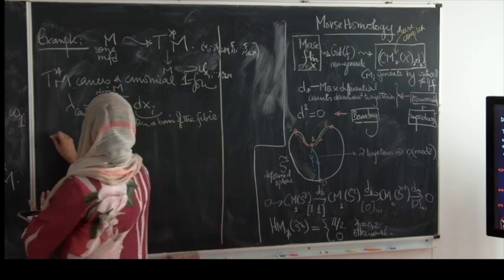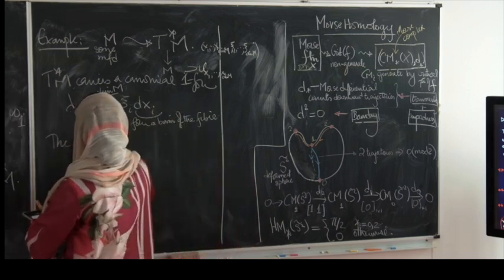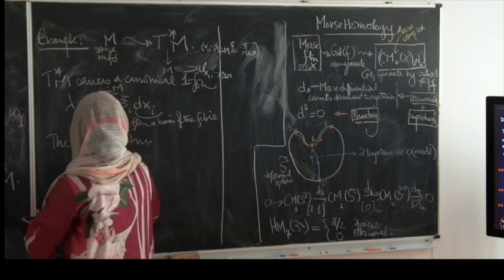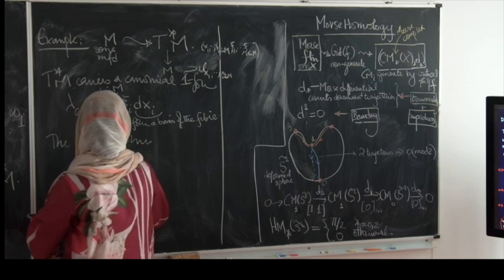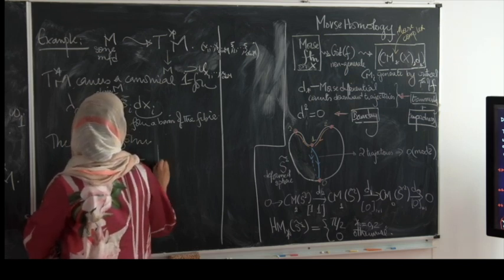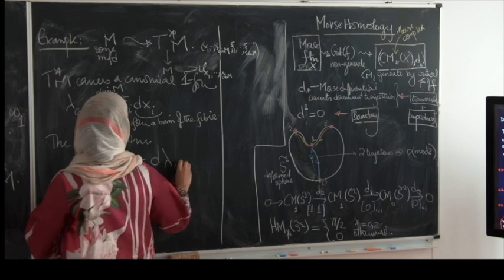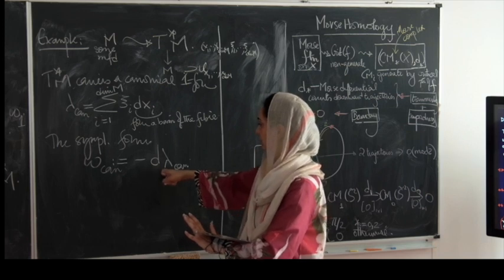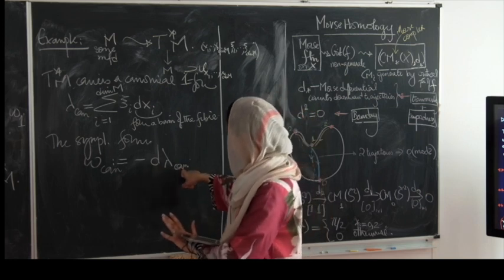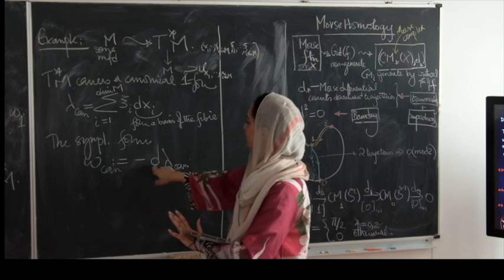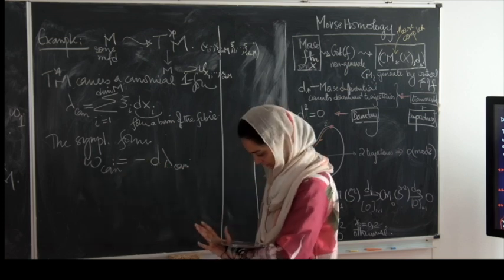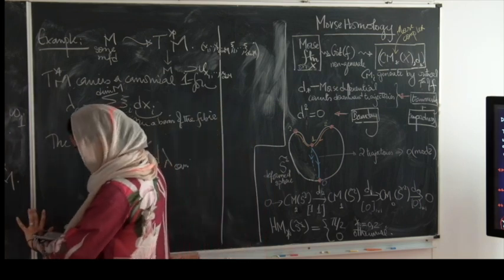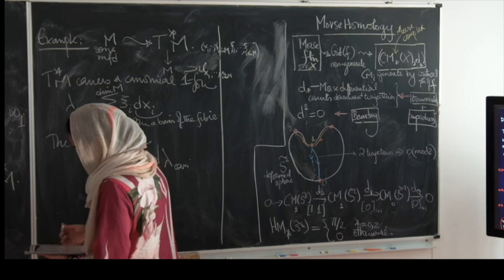Okay, so the symplectic form on the cotangent bundle is, again, the canonical one, given by minus the exterior derivative of this one form. So this is going to raise the degree to 2. You have a one form, you take the exterior derivative, you get a 2 form, you take the minus of that, and that's your canonical symplectic form on T star M.